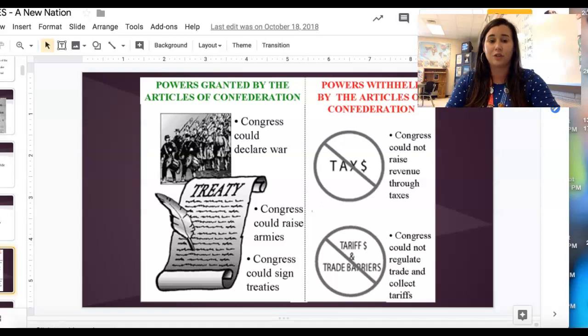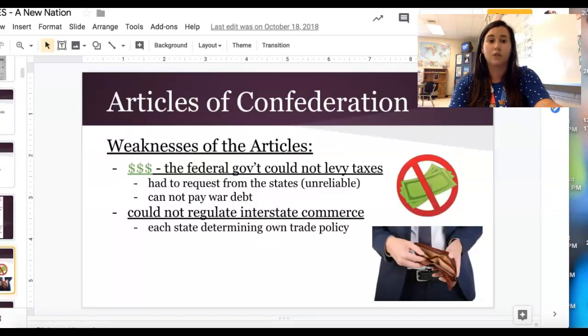This graphic shows us, broken down, powers granted to the federal government under the Articles of Confederation, and the federal government at this point would be just Congress, and then the powers withheld by the Articles of Confederation. Congress could not raise revenue through taxes, and they could not regulate trade or collect tariffs, which is another type of tax. So let's break that down.